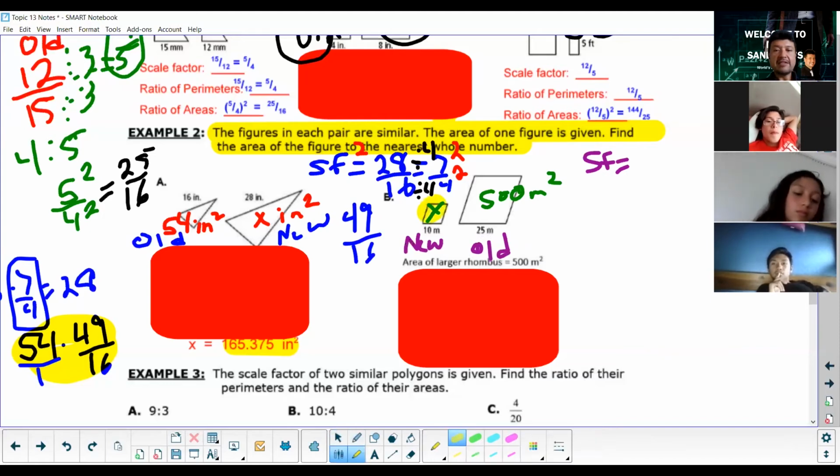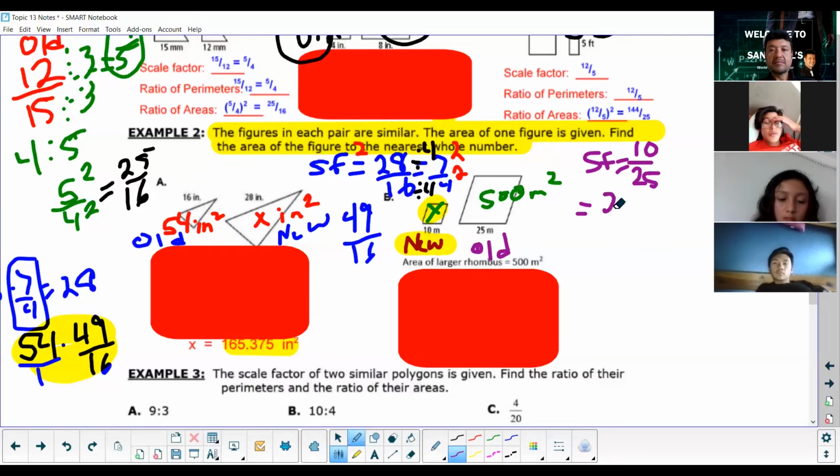Okay, wherever your X is, that's the one you picked for new. Okay, so now keep on going. What do I do next? 10 over 25. Excellent. 10 over 25, which reduces to how much? 2 over 5. Yeah, good. And Celeste, look, we divided by 5 to both sides, okay? Top and bottom.